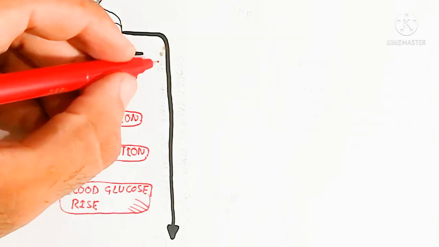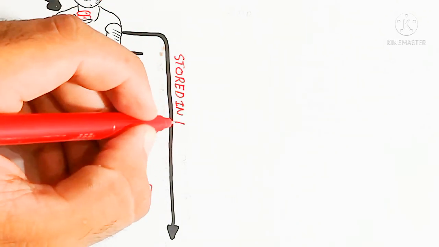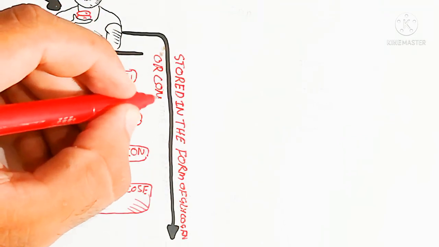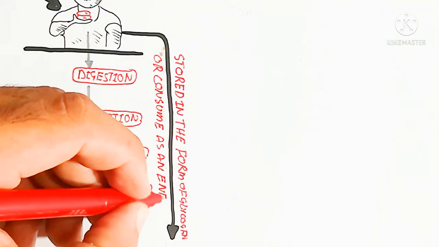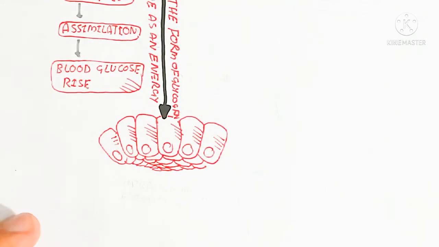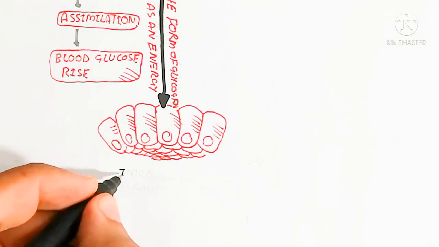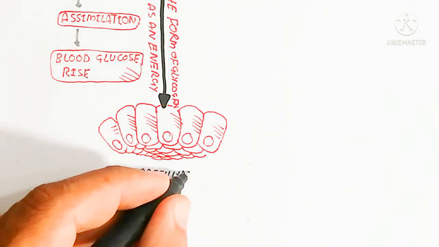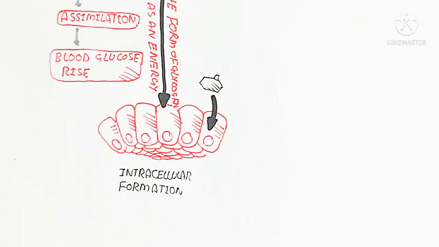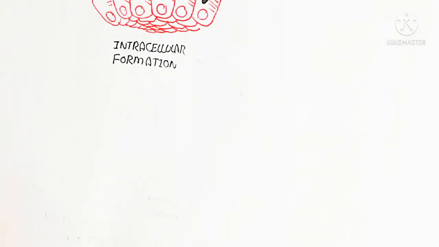So the blood glucose rises during the fed state. This is the fed state we will discuss. The glucose is stored in the form of glycogen or consumed as energy in the cell to produce ATP. So there are two possibilities. Here is the intracellular formation when glucose moves into the cell. When glucose moves inside, the biochemical pathway will begin.